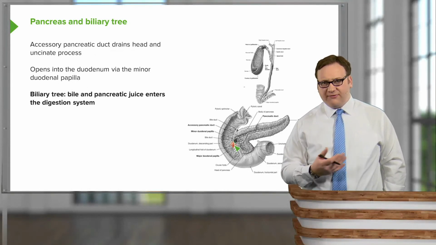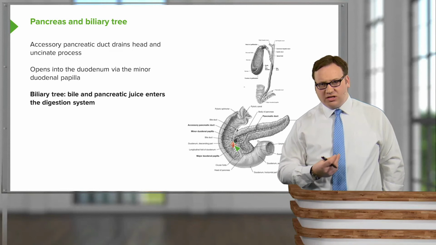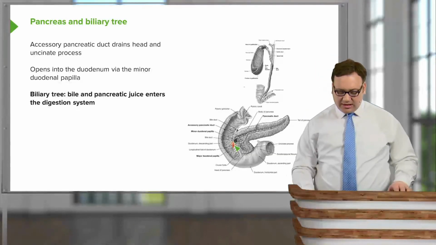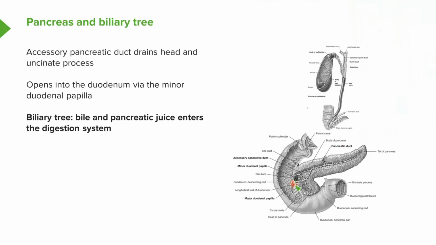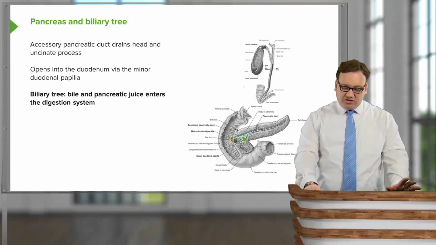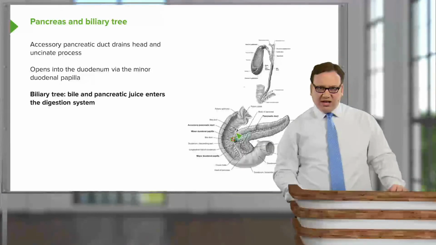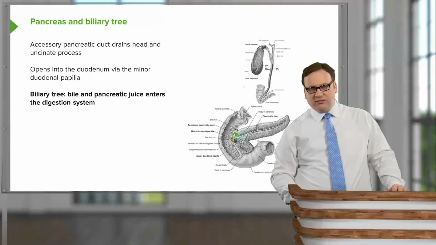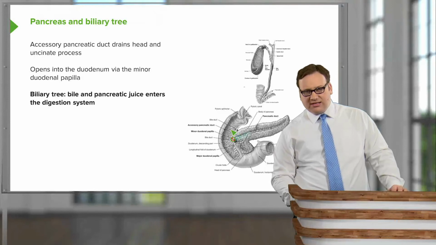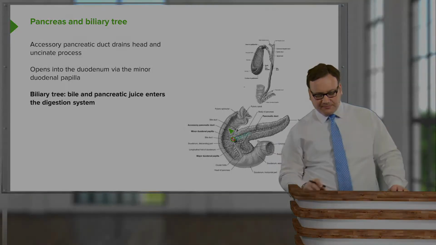Bile can emulsify the fats, and the pancreatic juice can help to break down the ingested food. We also have a minor duodenal papilla, which is slightly superior, and that is the opening for the accessory pancreatic duct, and that doesn't receive any inputs from the bile duct. So the biliary tree is vitally important for bile and pancreatic juice entering into the digestive system at the level of the descending part of the duodenum.